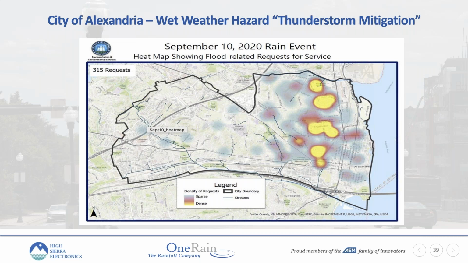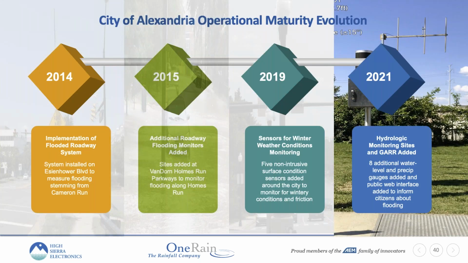So, how do they monitor these types of events, right? So you can kind of see hanging out in the timeline there as we're progressing here, there's a precipitation and a water level monitoring gauge there. And the city recently, just this year, added 8 additional water level and precip gauges and a public web interface to inform citizens about flooding. So that's a really recent thing that's happened. It's still in progress, and we're helping them get that out and publish to the public. So it's a work in progress.